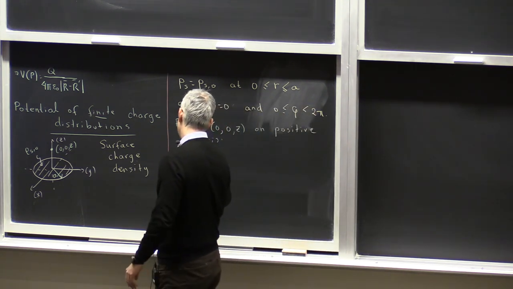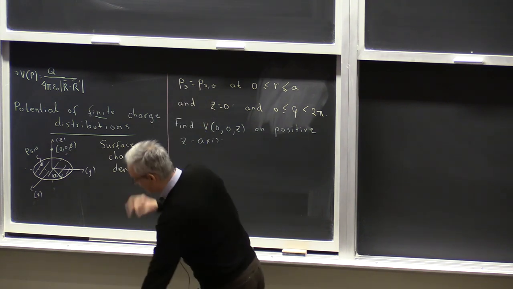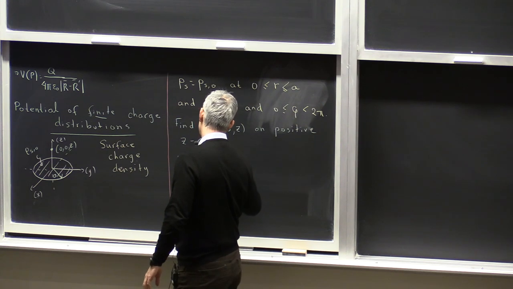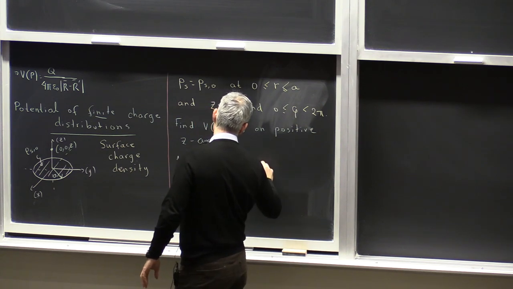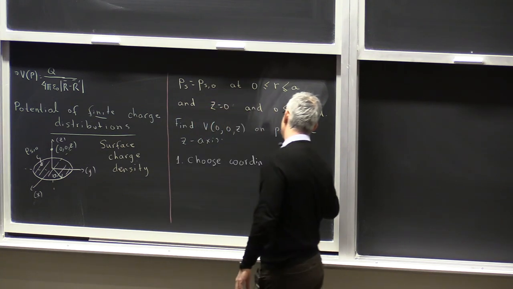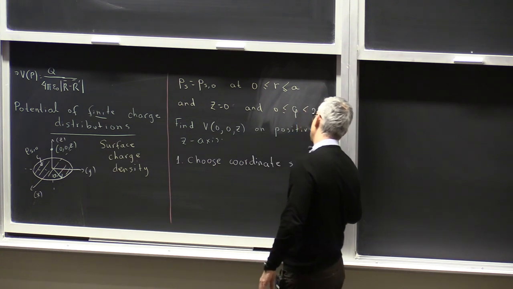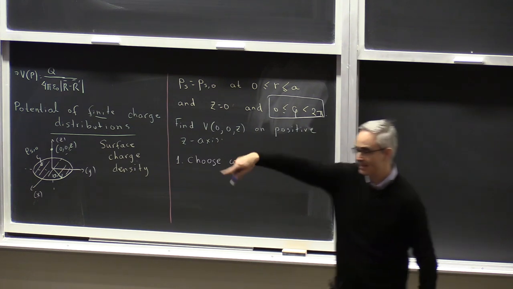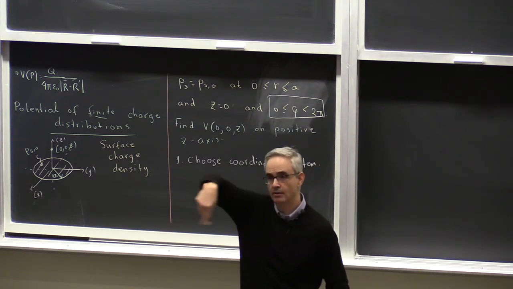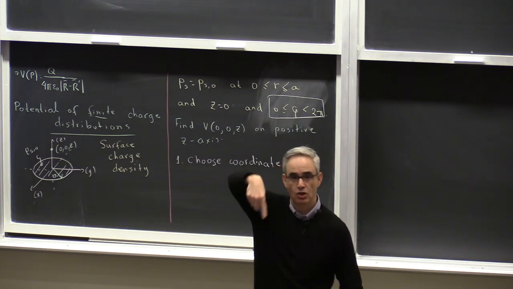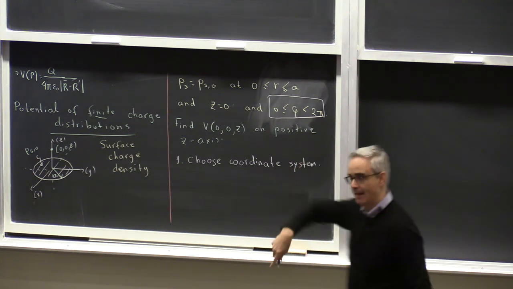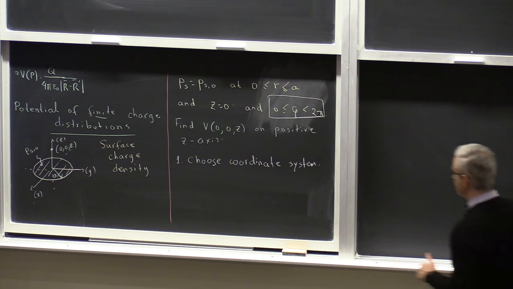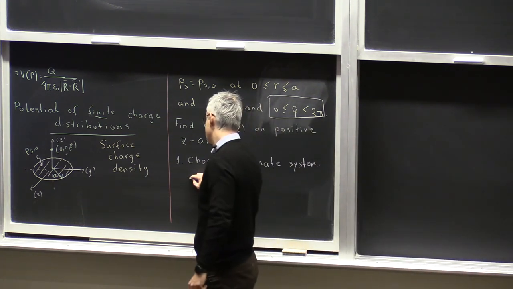So this is actually the very first step, was to choose a coordinate system. And here you see the cylindrical symmetry. The disk is cylindrically symmetric. If you move around the z-axis, you see exactly the same thing. And therefore, this is the kind of structure that would lend itself to cylindrical coordinates.